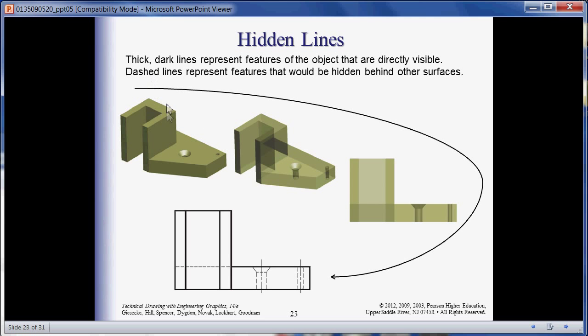Okay, so what we want to do is as we draw these items, we want to make sure that we differentiate our line work. Note the differentiation here, how the outside, anything with air behind it, is shown heavier, and everything that is hidden is shown in a light dashed line. Okay.